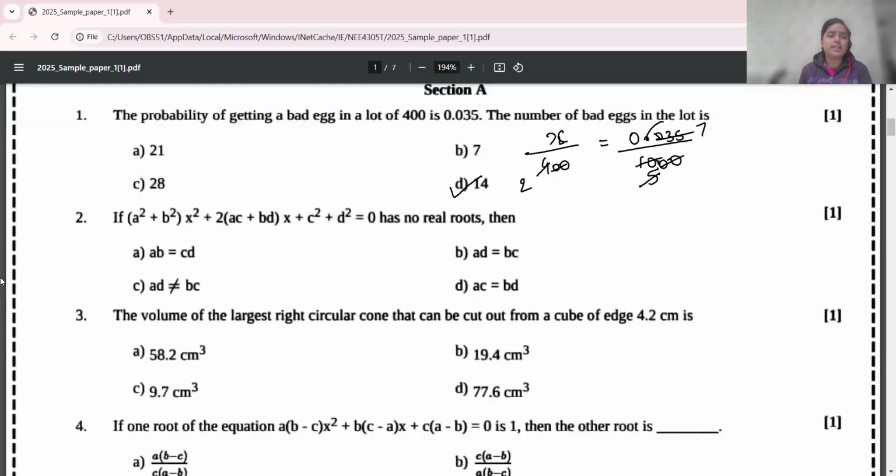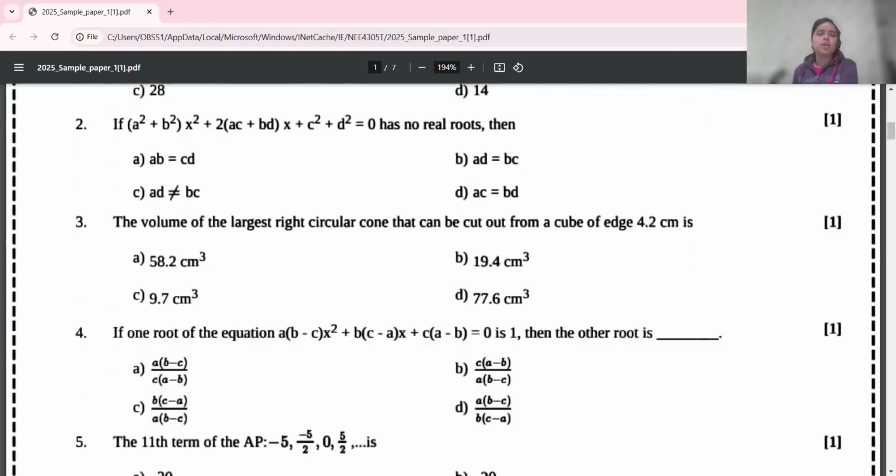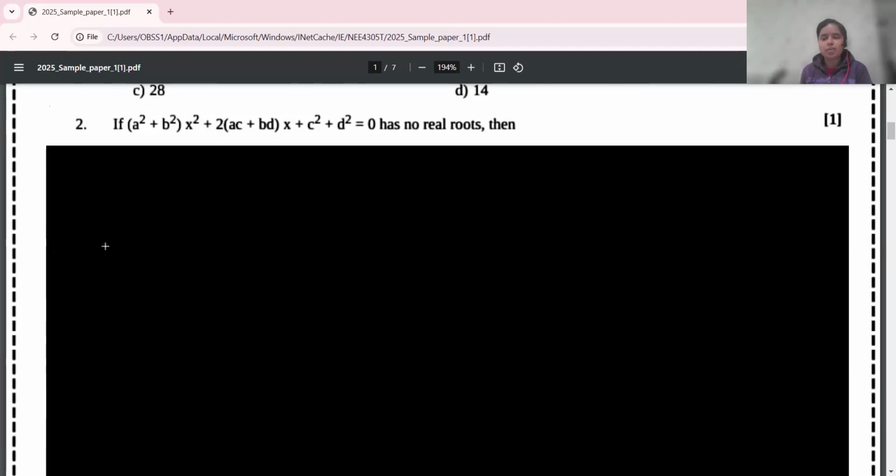Moving on to the next question, wherein a quadratic equation is given and we have been told that it has no real roots. Now, for a quadratic equation to have no real roots, the condition is that D, or b square minus 4ac, the discriminant, should be less than 0. Solving with this, we get b square minus 4ac is less than 0, or we can even say b square is less than 4ac, just transposing for simplicity.